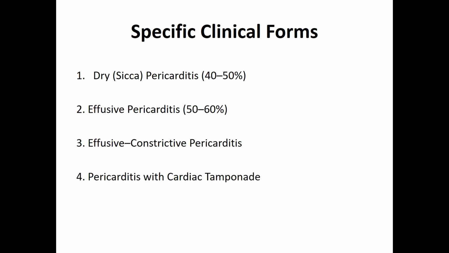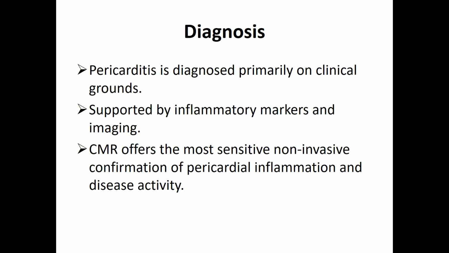The clinical forms of pericarditis: it can be dry pericarditis, which is half of the cases. It can be effusive pericarditis, when you have pericarditis with pericardial effusion. You can have effusive-constrictive pericarditis, when the patient comes with chest pain, has some pericardial effusion, and by echo you can demonstrate constrictive physiology from the effusion. It has a hemodynamic effect on chamber filling and heart filling. And you can have pericarditis with cardiac tamponade, depending on the etiology.